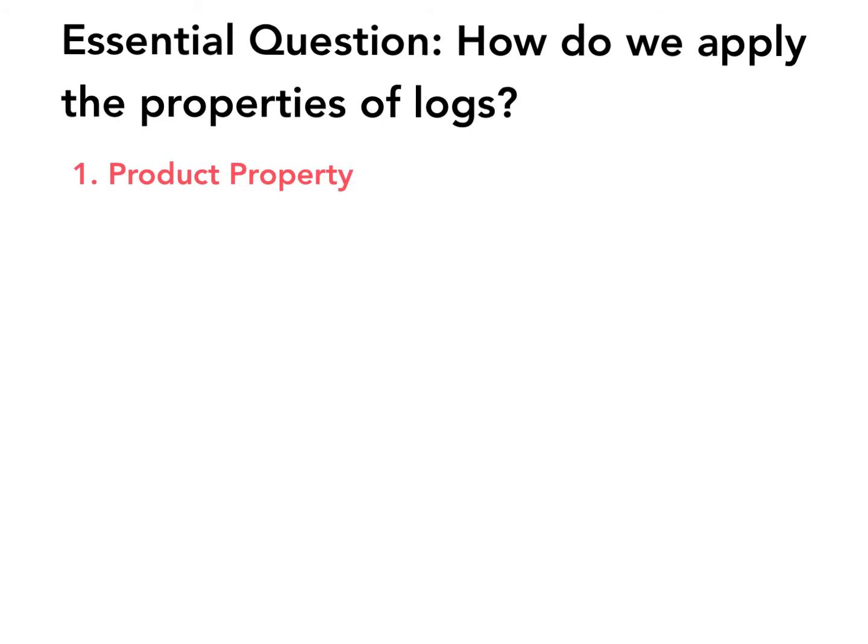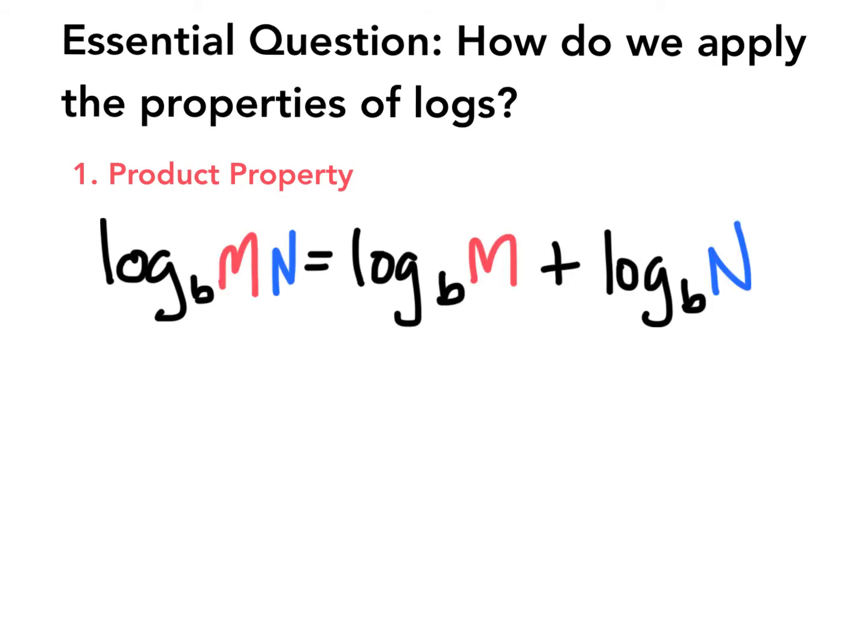The very first property is the product property, product multiplication, right? Well, the product property states that if we have log base b of m times n, you can break this up into an addition of log base b of m plus log base b of n. Okay, this expands out into this. Let's try that.